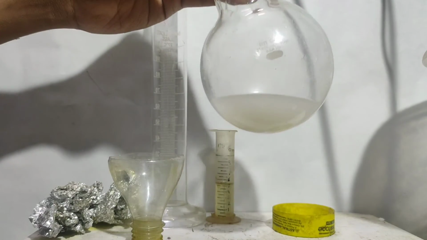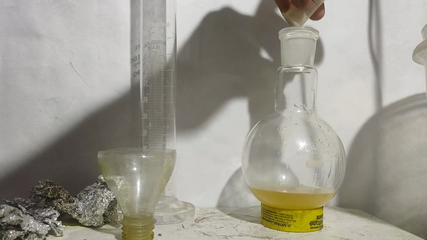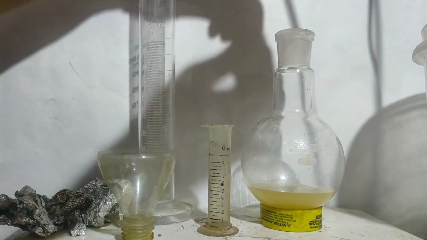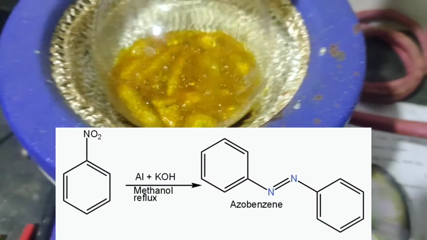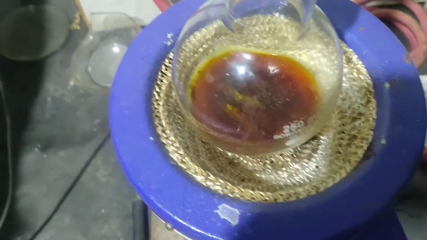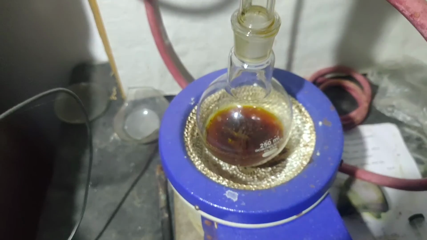After potassium hydroxide had dissolved, I added the nitrobenzene into the flask and then added the aluminium. After adding all the aluminium, I set it on reflux on low heat. After some time, the reaction subsided and the reaction mixture remained red even after refluxing for an hour.